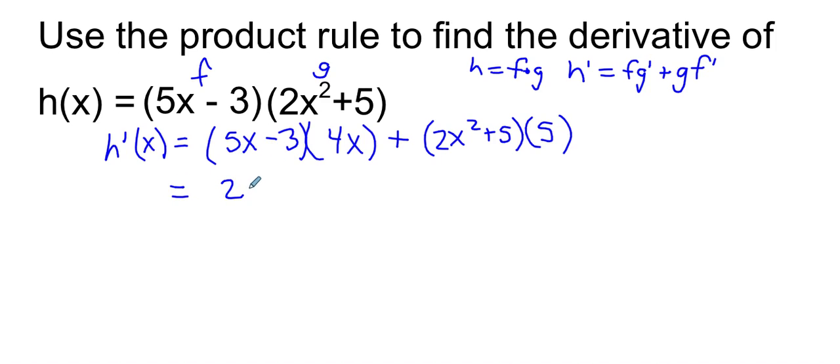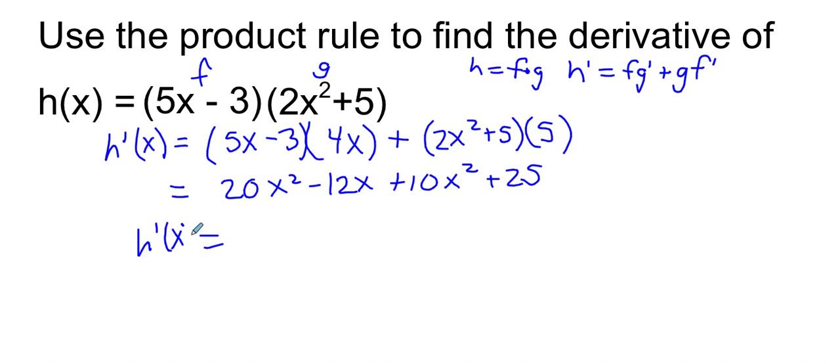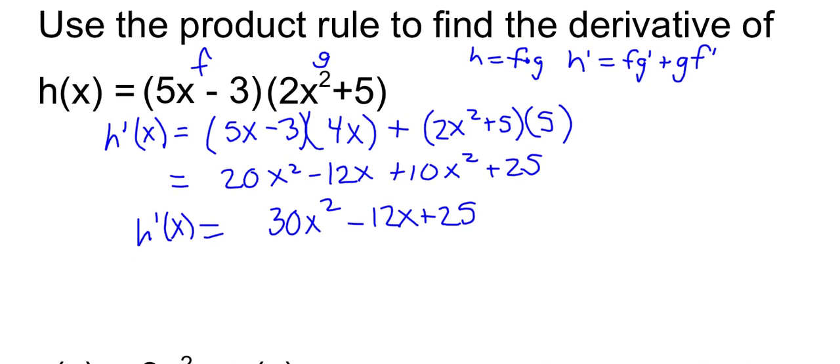And so we'll get 20x squared minus 12x plus 10x squared plus 25. And so h prime of x for this case is going to be 30x squared minus 12x plus 25. And so that's the derivative of that one. I want to go through one more example.